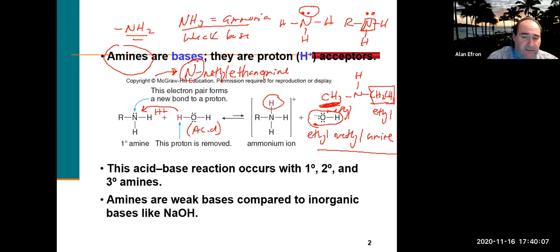The acid-base reactions do occur with all the amines, so our primary, secondary, tertiary amines can all basically partake in this. Amines are weak bases compared to things like sodium hydroxide. Remember things like sodium hydroxide, potassium hydroxide. These guys are strong bases. A lot of times, anybody that does have OH in it is still a strong base.